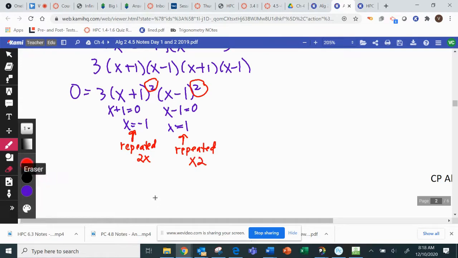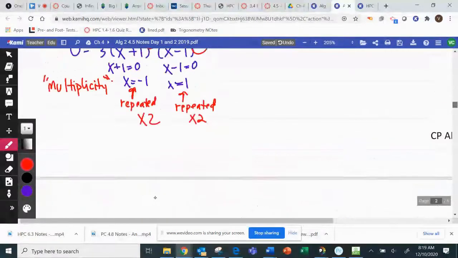Times 2. I don't know which way is better. Times 2. There we go. You might also see, instead of repeated, you might see it being called multiplicity. It has a multiplicity of 2 if it happens 2 times. Okay, this is what we started talking about last time: what will the graph look like?